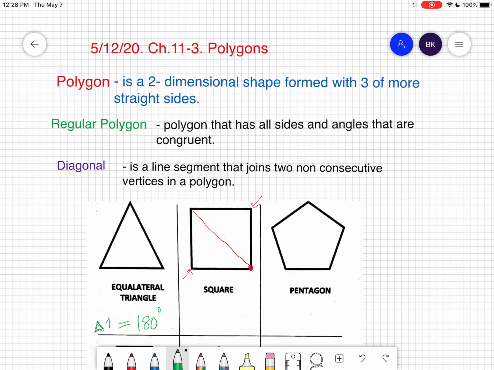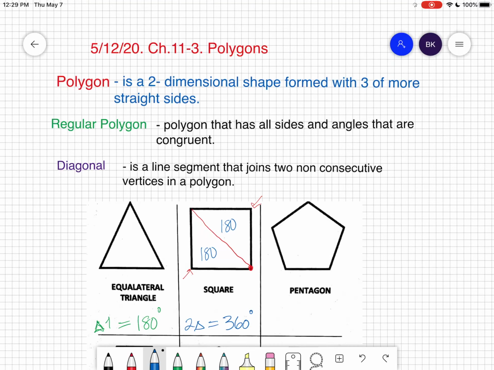Now, in the square, the sum of all angles in a square is 360 degrees. And how do we know this? Well, if I draw a diagonal like I did, it splits the square into two triangles. So this triangle is going to be 180 degrees, and this one too, and if you add them together, it will be 360. So we have two triangles, and the sum of the measures of all angles is 360 degrees.